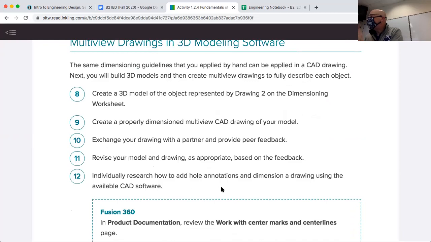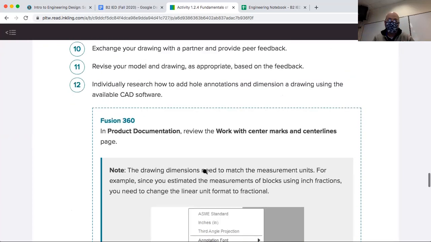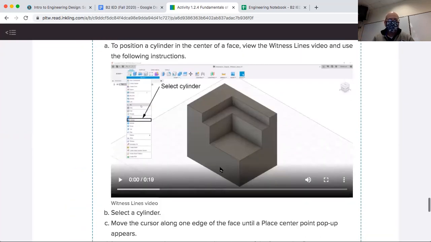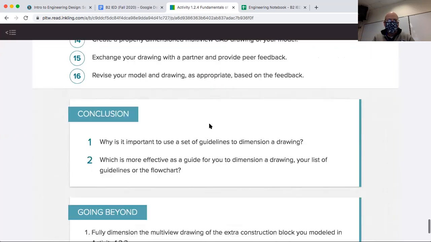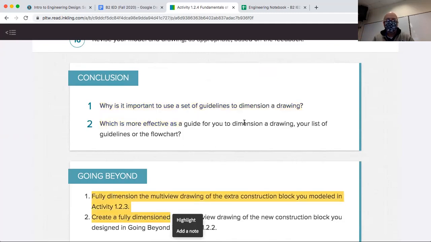When you do a dimension, we already talked about this. The multi-view is called a drawing. It's called a drawing file. And so follow the Fusion 360 instructions that are on their website, or Google, or just fiddle around with it and figure it out yourself. That's what I usually do. Here's a video you can watch for 19 seconds. And there's an object if you choose to do that one. And then there are conclusion questions. Yes, answer the conclusion questions. Don't worry about going beyond.